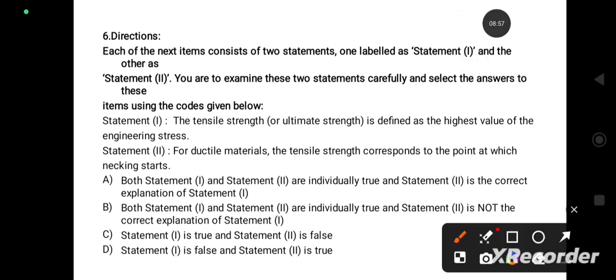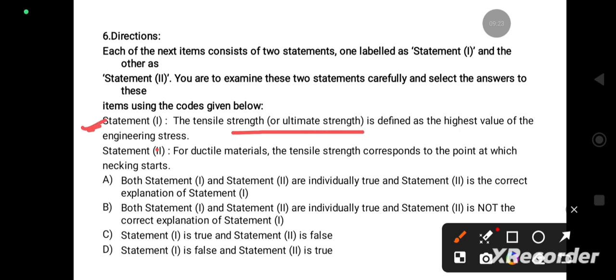So the next items consist of two statements. We have to justify whether each is right or wrong. Statement 1: the tensile strength, or ultimate strength, is defined as the highest value of engineering stress. Tensile strength is about ultimate strength, so statement 1 is right.